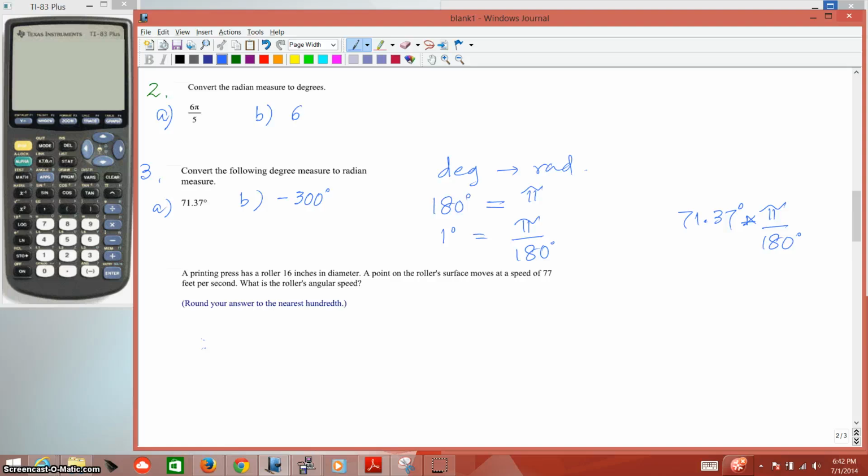And for the second part, question B, it asks you to convert negative 300 degrees, and your answer must be given as an exact answer. Okay, it's not going to be a rounded off decimal number. That is a keyword, exact. So you cannot just take the decimal and answer that way.